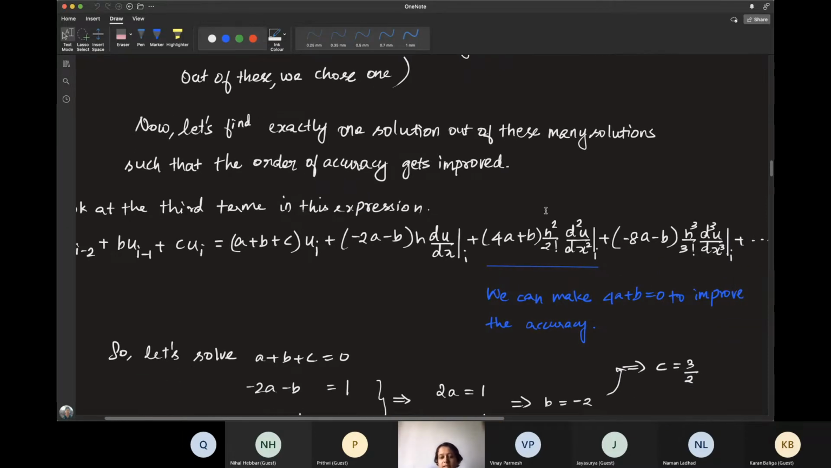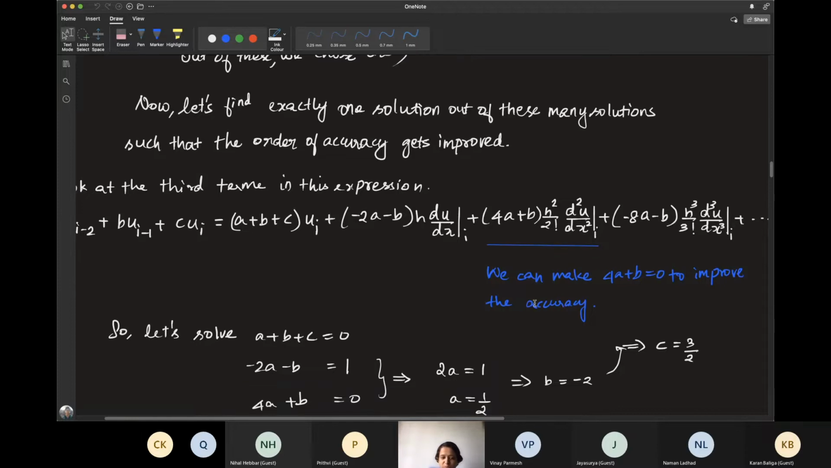If we do that, this term will also be equal to 0, and the system will have only this non-zero coefficient term, and then one order will be improved. Earlier we had order h, now we'll be having order h squared. So we'll see how it's being done. So we take another equation.